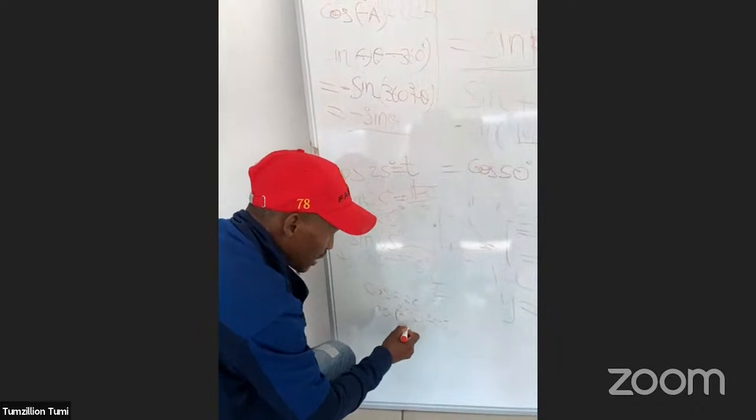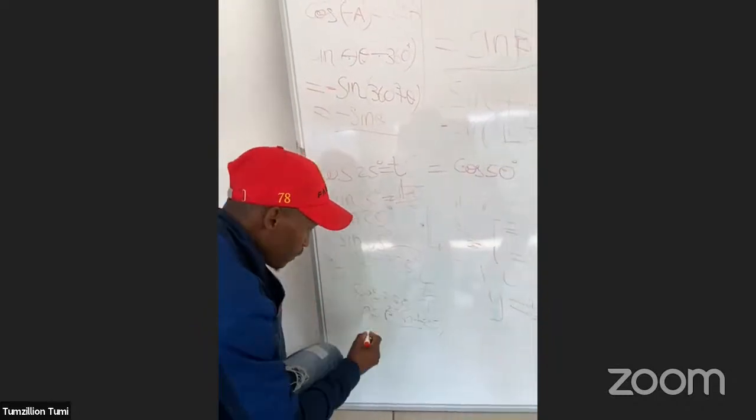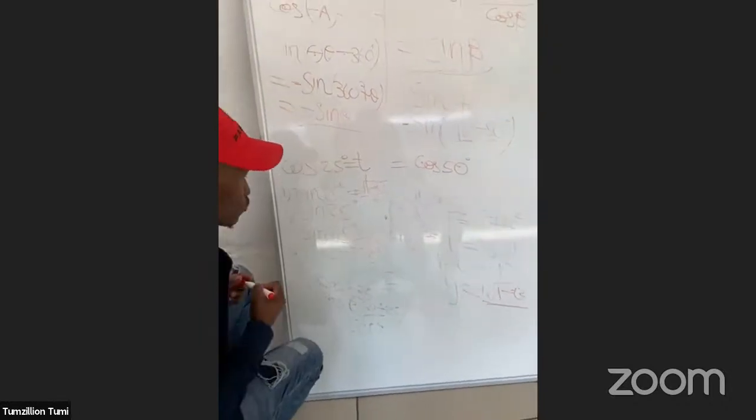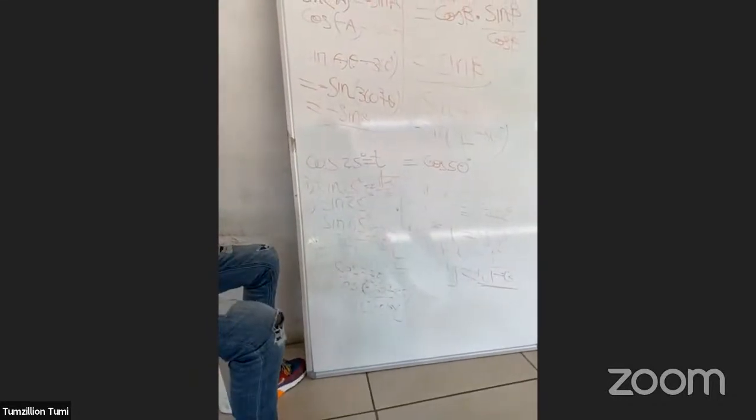And which quadrant is this? 360 degrees minus is the fourth quadrant where cos is still positive. Therefore, this is just cos 25 degrees. And cos 25 degrees is what we got there. It is simply equal to t. That's how you deal with it. Okay, so you saw the trick.